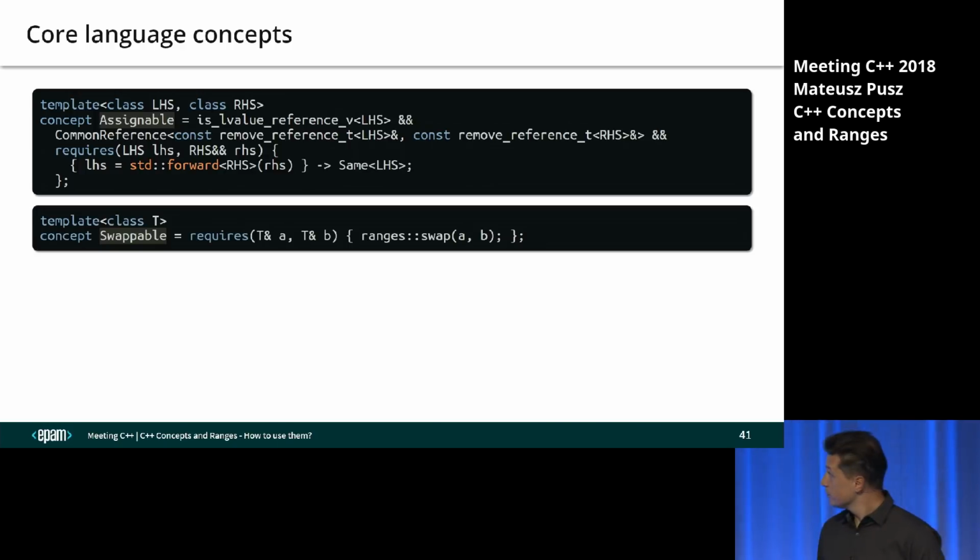Something is swappable. What does it mean? A new customization point, ranges::swap.